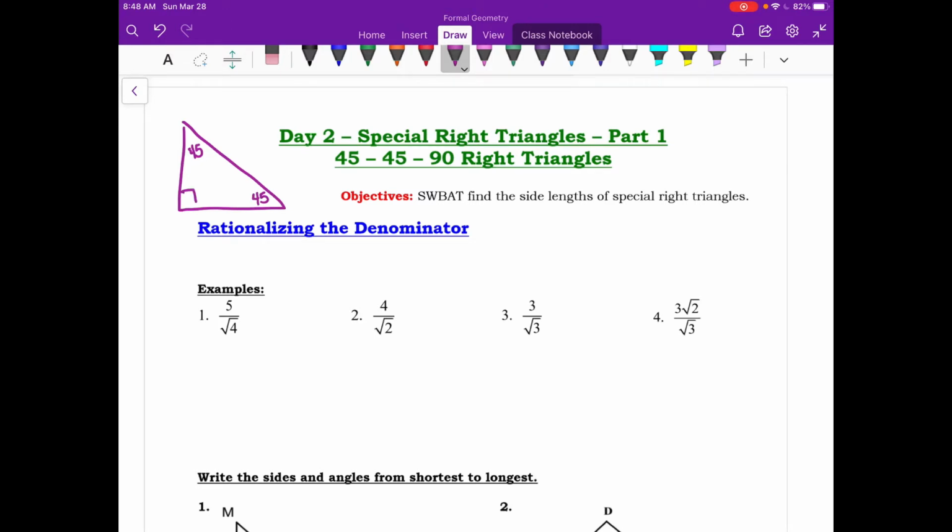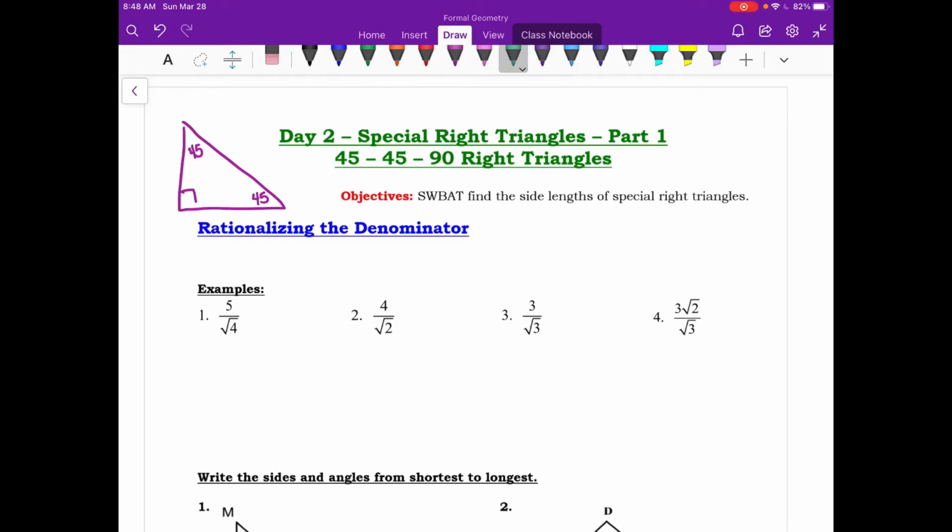So first we're going to go over how to rationalize denominators. When we are dealing with square roots, we do not want radicals in the denominator. So we need to rationalize these fractions by getting rid of the radical in the bottom. So let's look at number 1.